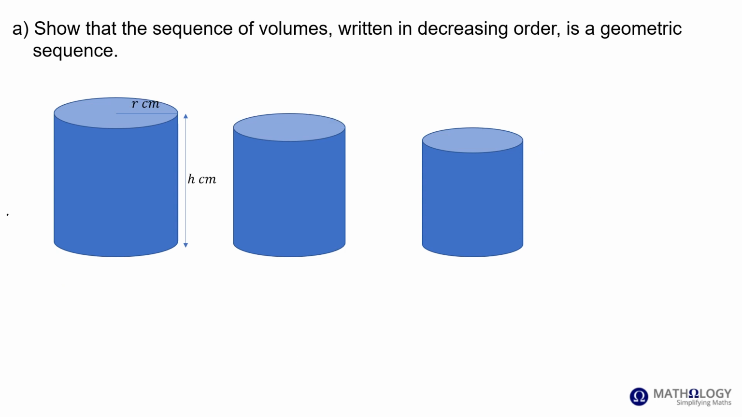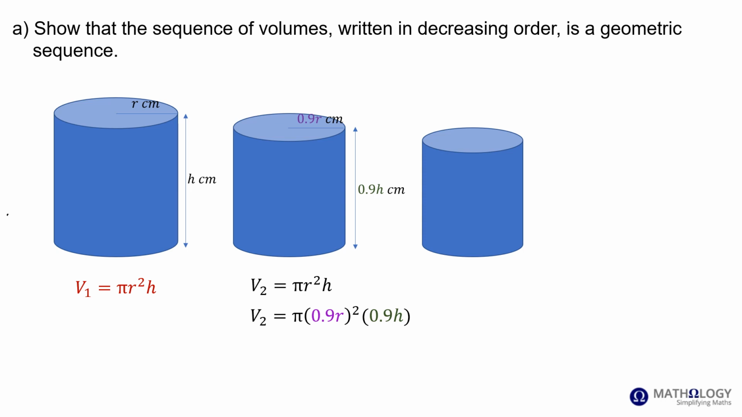A neater approach, and not necessarily any more complex, would be to determine the volume of each cylinder in terms of pi, r, and h. The volume of the first cylinder equals pi r squared h. The radius of the second cylinder is 90% that of the first cylinder, so the radius equals 0.9 r. Likewise, the height of the second cylinder equals 0.9 h.